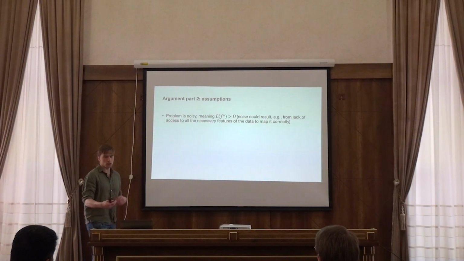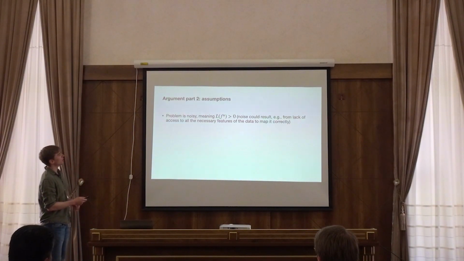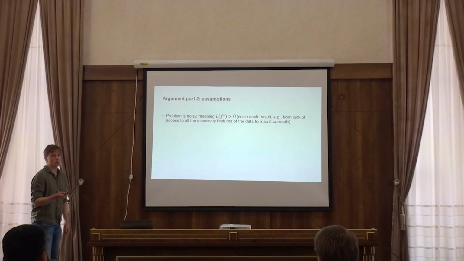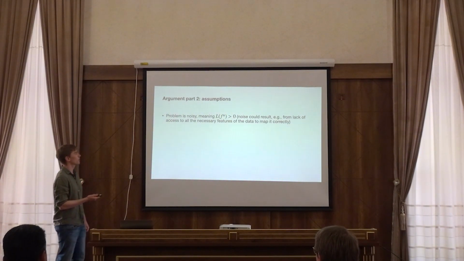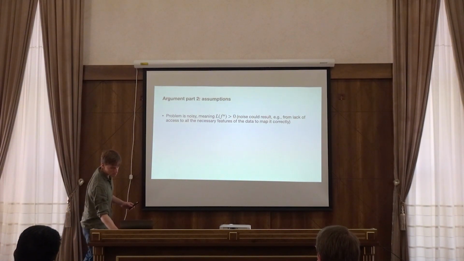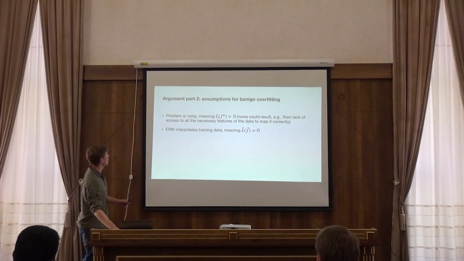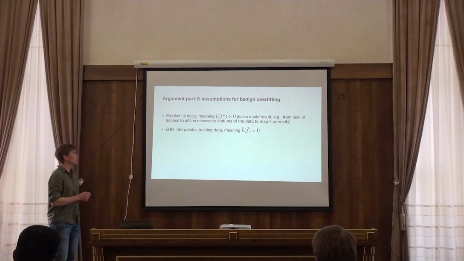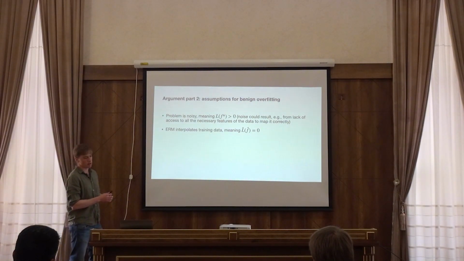So then the assumptions we need to consider the benign overfitting setting. First of all, if the problem is noisy, meaning L(f*) is greater than 0, this means that, of course, there is no perfect target function. There's this noise in our problem, which is going to cause us some difficulties. The second one is we are considering the setting where we're still interpolating this noisy data. So we've got L hat(f hat) equals 0.